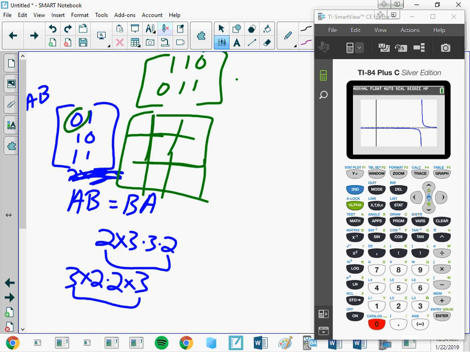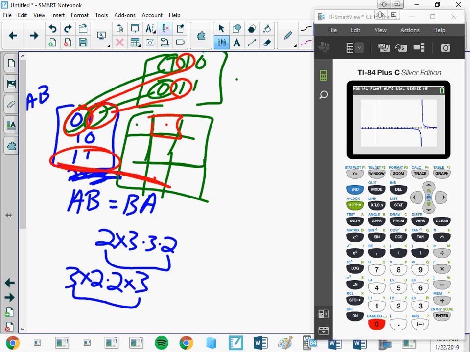So you would do this times this plus this times this. And then the answer goes here. And then for this square, we do this times that plus this times that. And then the answer goes there. Yep. So to do this one, you would take this row, because it lines up there, and this column.